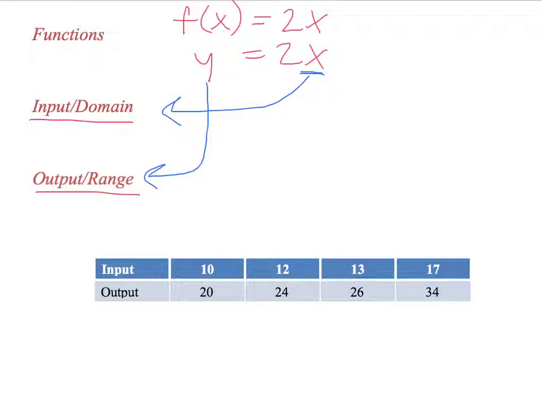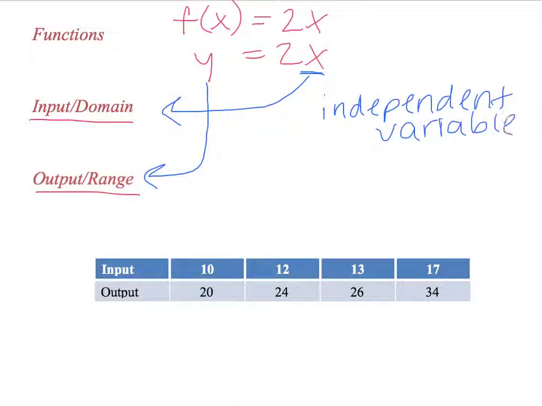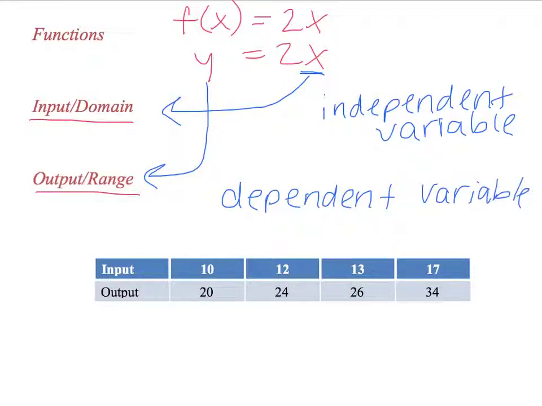Inputs and domains can also be referred to as the independent variable. And your outputs and ranges can be called your dependent variable. This is because whatever you put in for x affects what you put in for y. So x is independent because you choose what goes in there, and y is dependent because it depends on what the x value is.